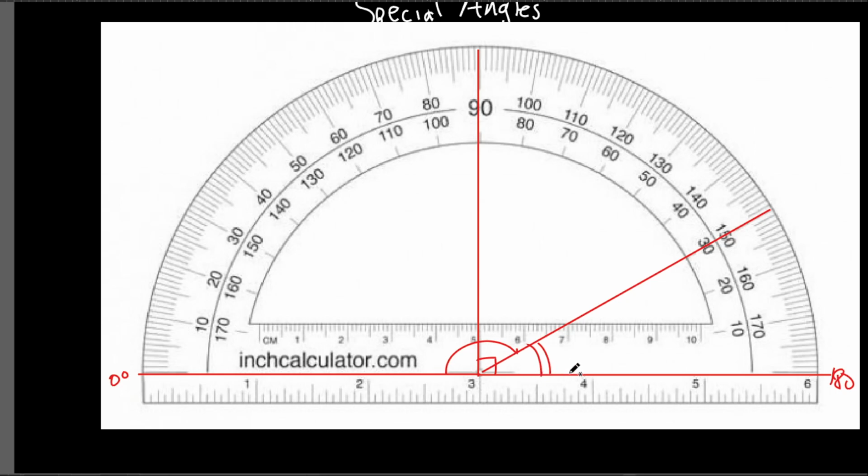What if I went from 0 all the way to 180? Right there. So what kind of angle does that form? It forms a what kind of a line? Straight line. Well, actually every line's a straight line, but it forms a straight line, okay? So we give that a name, and we call that a straight angle, all right?